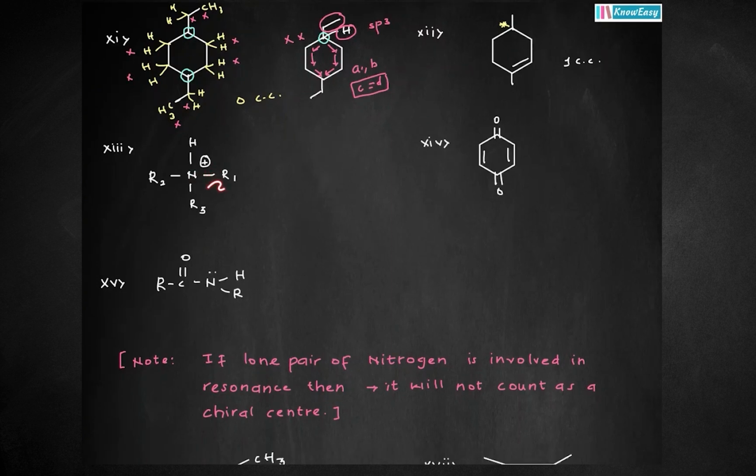Okay, please solve this question. 1, 2, 3, 4, yeah, it will be a chiral center. Okay, now look at here carefully, each and every carbon atom is sp2 hybridized. Look at here, sp2, sp2, sp2, sp2, sp2. So chiral atoms will be 0.